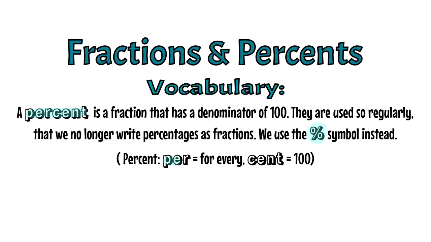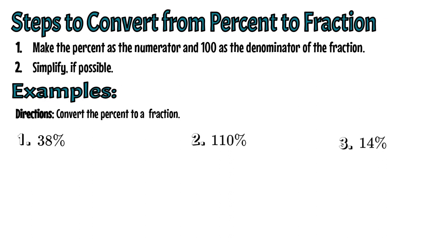Percent is per, for every, cent, 100. So for every 100. In this first example, we're going to convert from percent to fraction. The first step is to make the percent the numerator of a fraction and 100 the denominator of the fraction. And then all we're going to do is simplify.